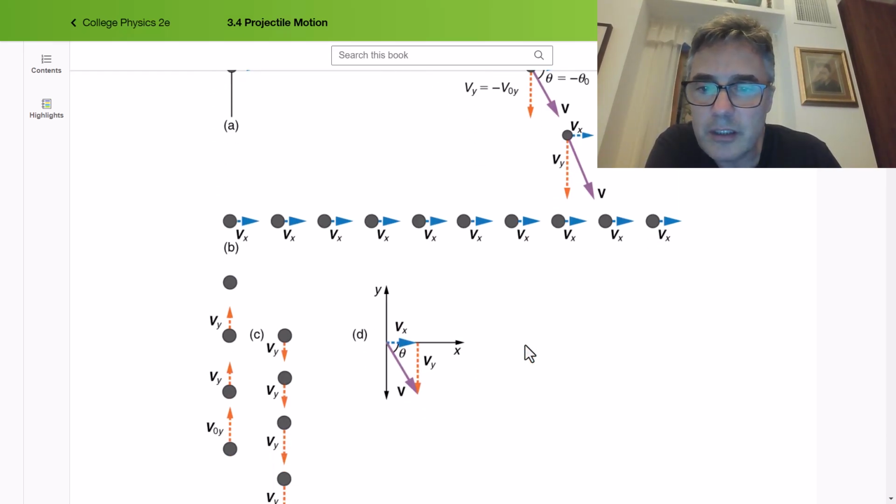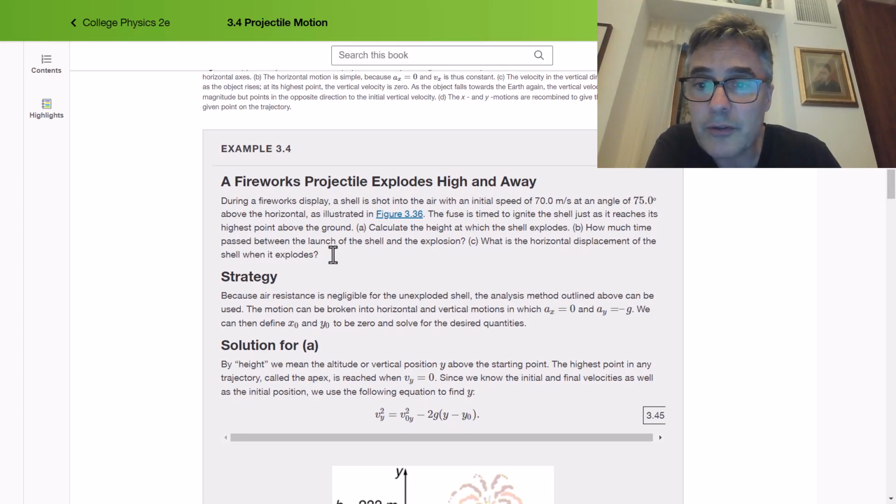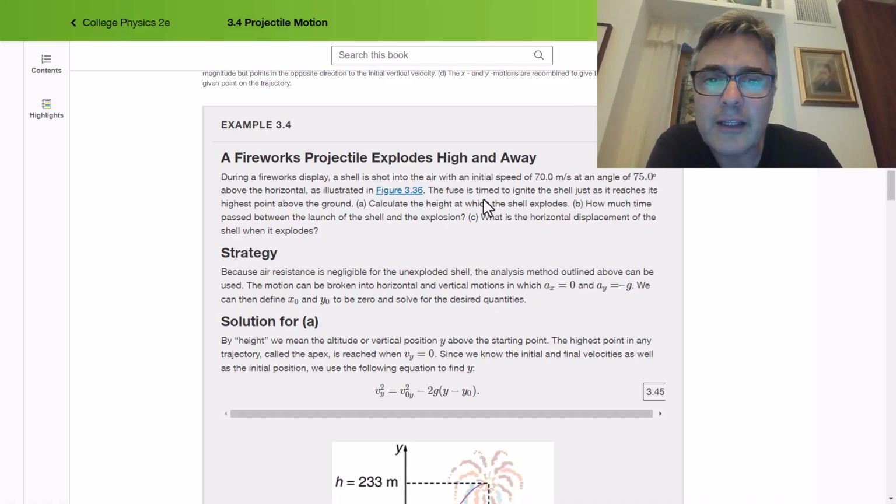So that's what it looks like. There's lots of examples, so try to work through the examples. There's this fireworks thing. What are they asking you here? Calculate the height. So they give you the initial speed and an angle. Calculate the height at which the shell explodes.